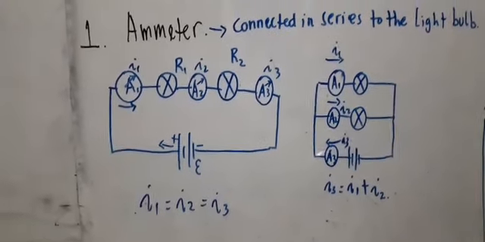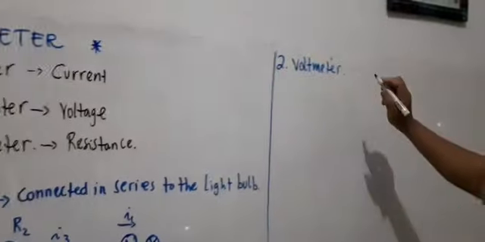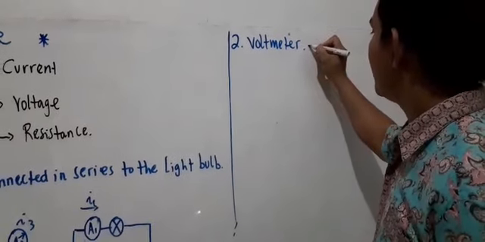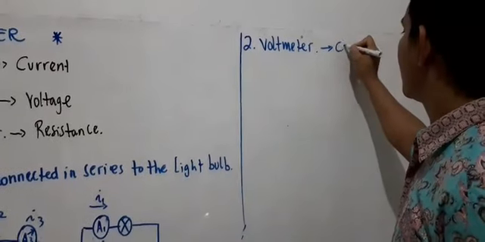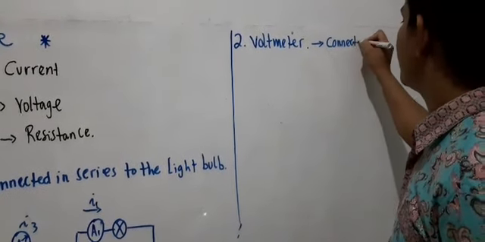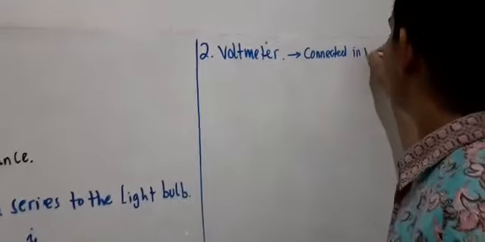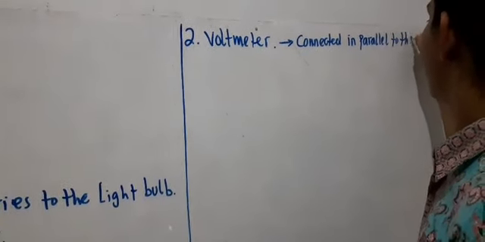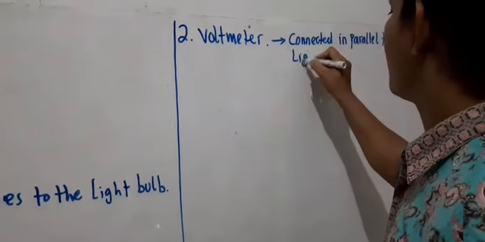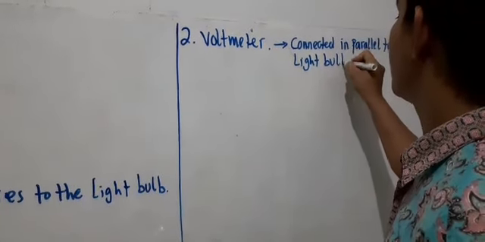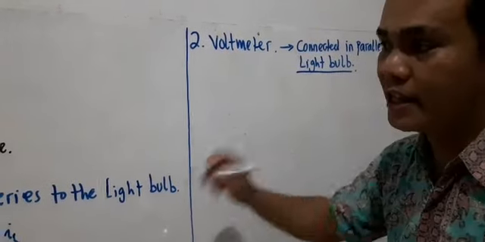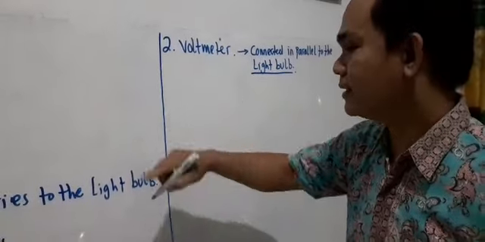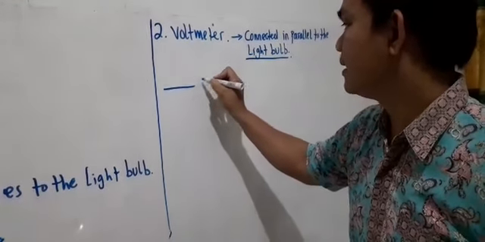The voltmeter is used to measure voltage. For example, the voltmeter is connected, and the keyword is connected in parallel to the light bulb. The light bulb is one example that I give to you as a simple example.